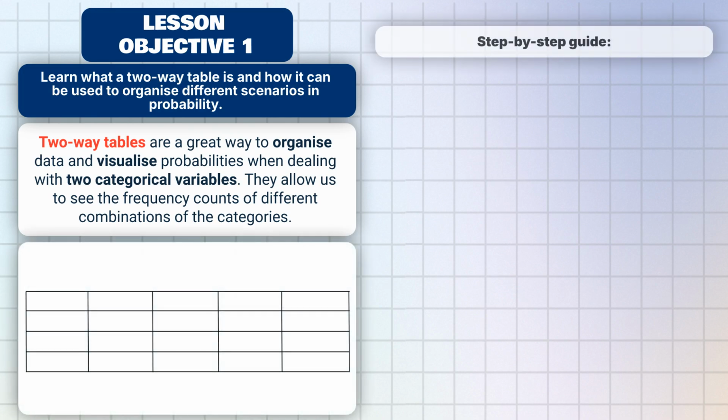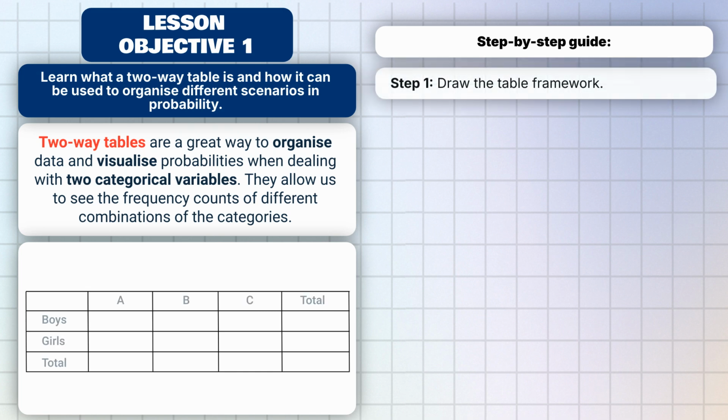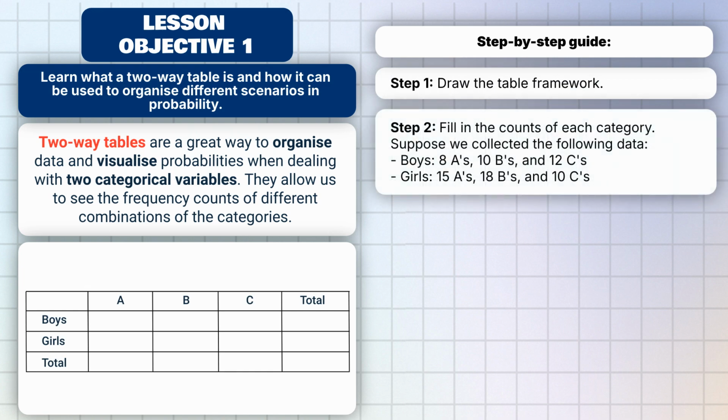Here's a step-by-step guide to constructing the table. Step 1. Draw the table framework. Step 2. Fill in the counts of each category. Suppose we collected the following data. For boys, we got 8 A's, 10 B's, and 12 C's. And for girls, we got 15 A's, 18 B's, and 10 C's.